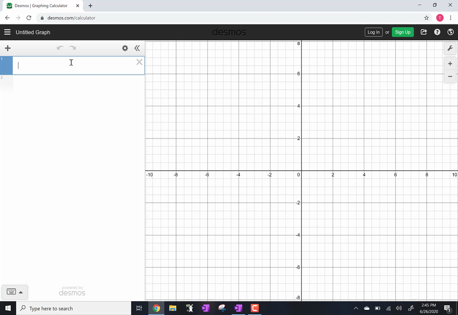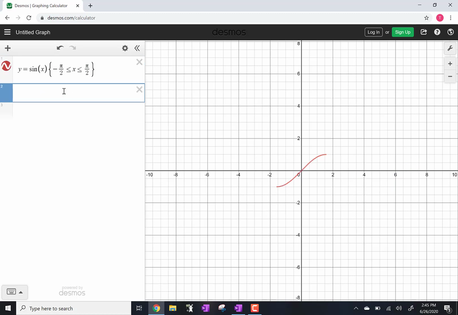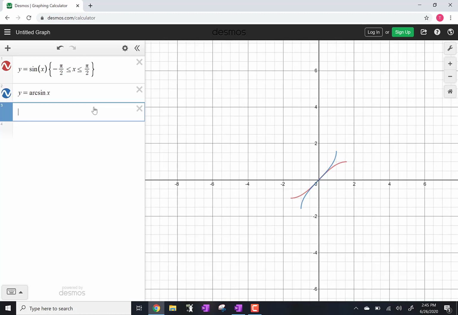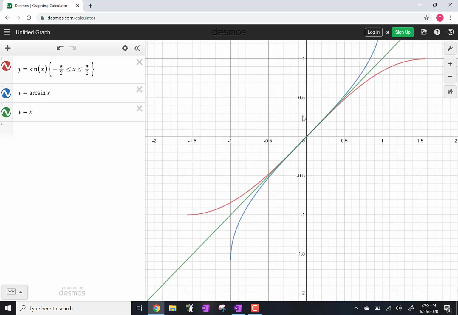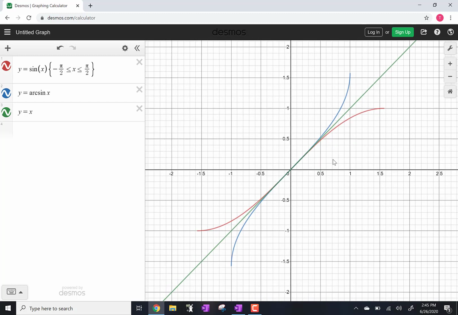Right, so let's graph y equals sine of x. And remember, we want to be limited between -π/2 and π/2. Right, so we can type that in. And then we wanted y equals arcsine of x and y equals x. If I zoom in here, you can see the symmetry about the line y equals x, the green line. So the red and blue lines are symmetrical about the green line.